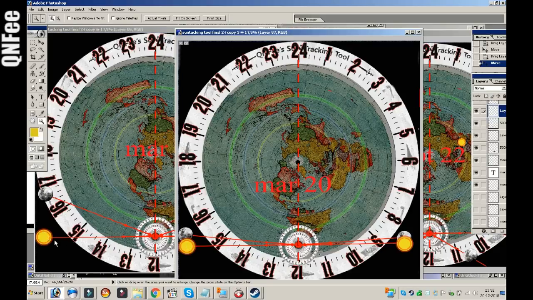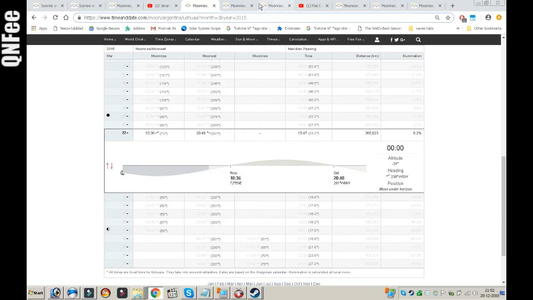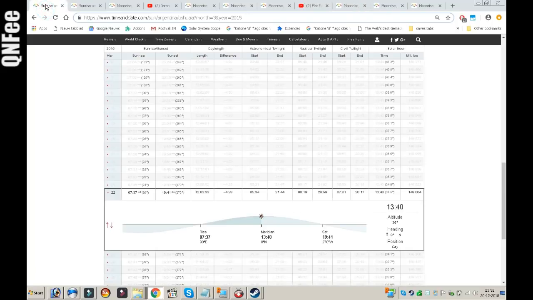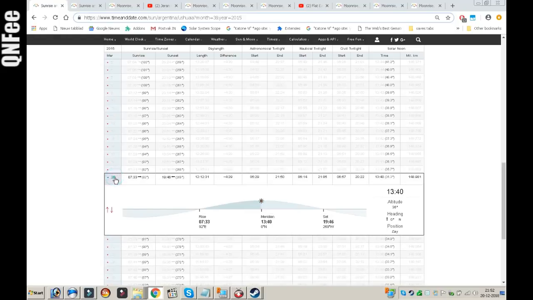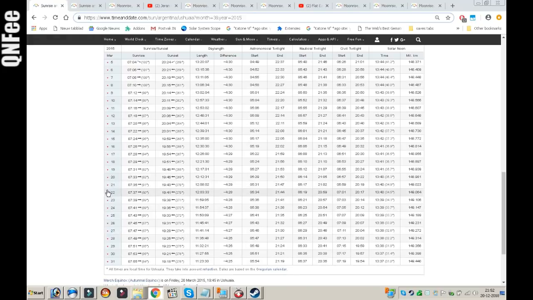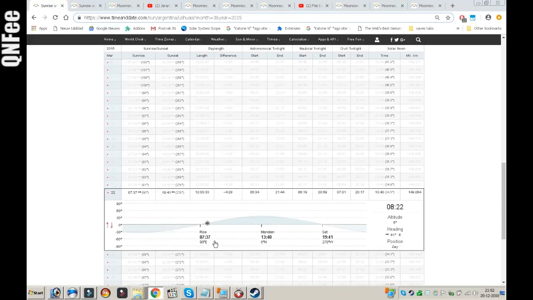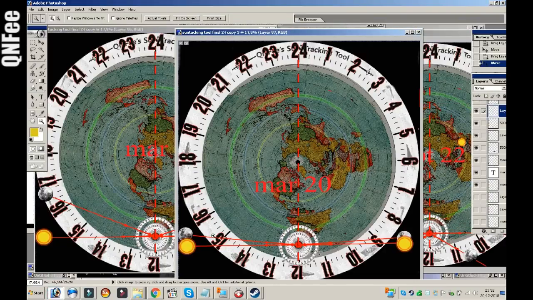We can also check the sun data, of course. Let me see. Where is the sun data? This is the moon. Sun. March 20. That's 92 east, 269 west. And March 22. 90 east, 270. That's more or less equal. Only a couple of degrees difference. So how can the moon suddenly have more refraction?